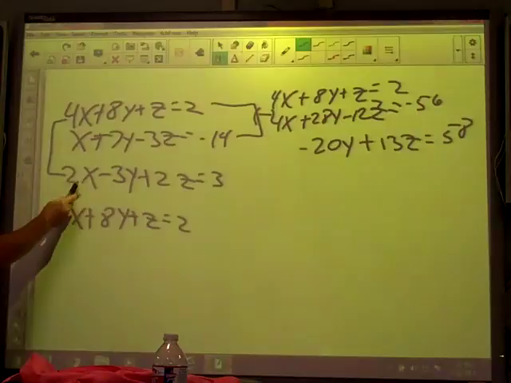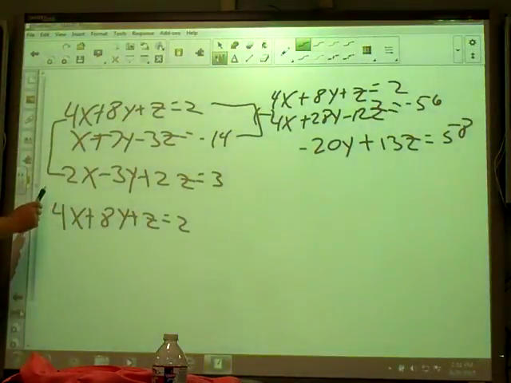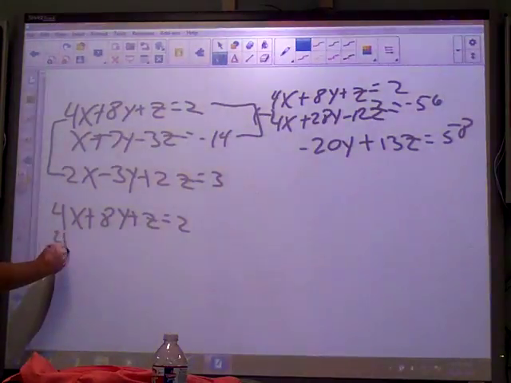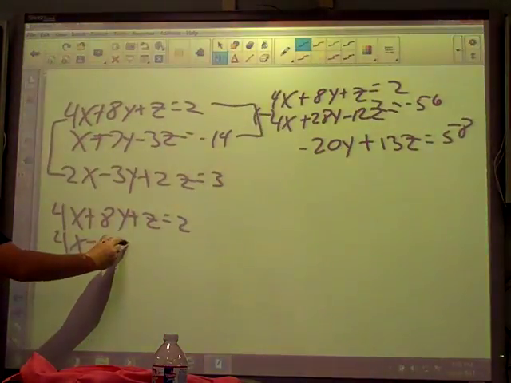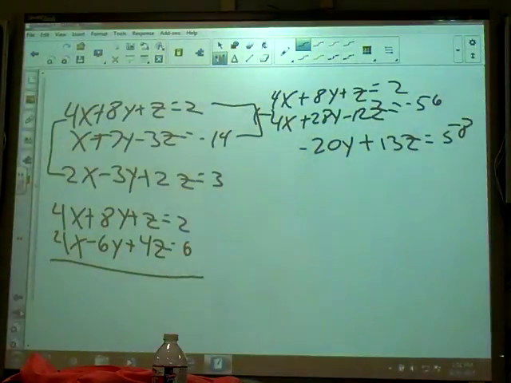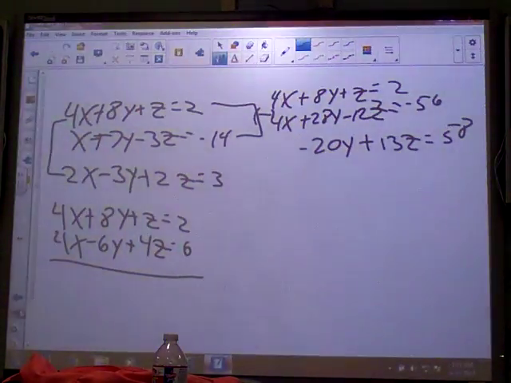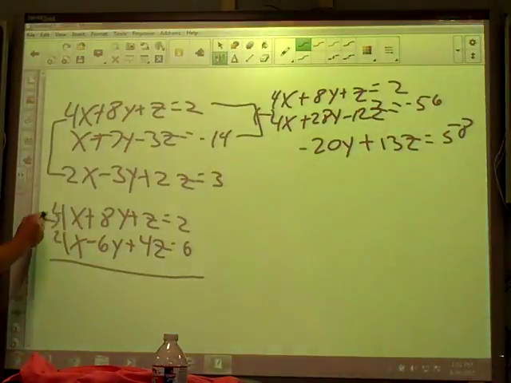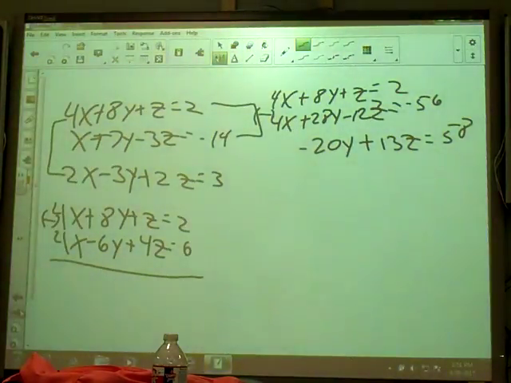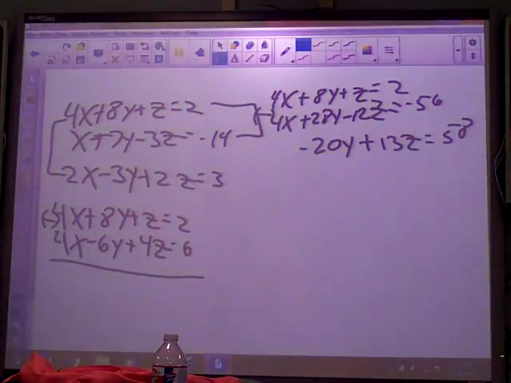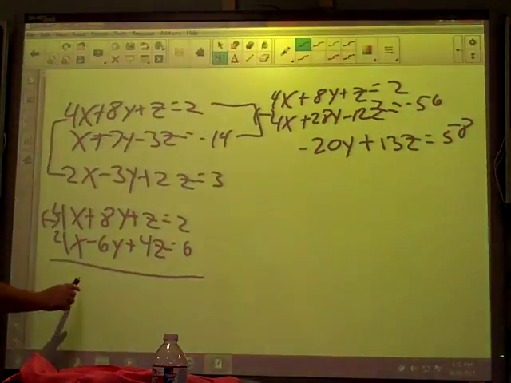Now she needs this one to be a 4x and it's a 2. So what's she got to multiply the whole thing by? Everything by 2. Attaboy, so it's 4x minus 6y plus 4z equals 6. 4x's are same signs, so what do we do? Subtract. 4x minus 4x is nothing. He go. 8y minus negative 6y. Positive 14y.